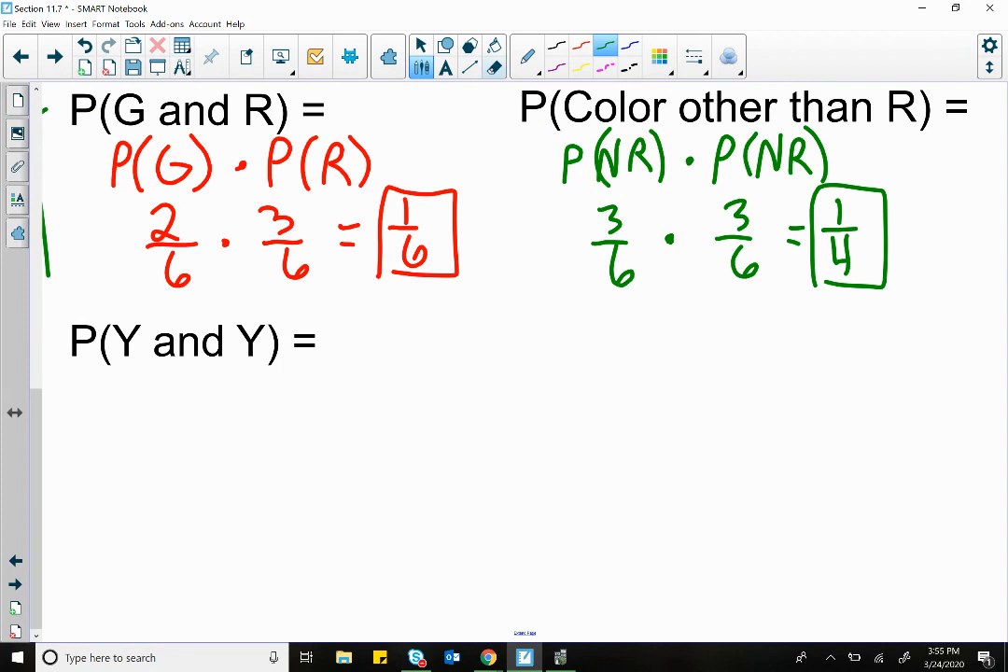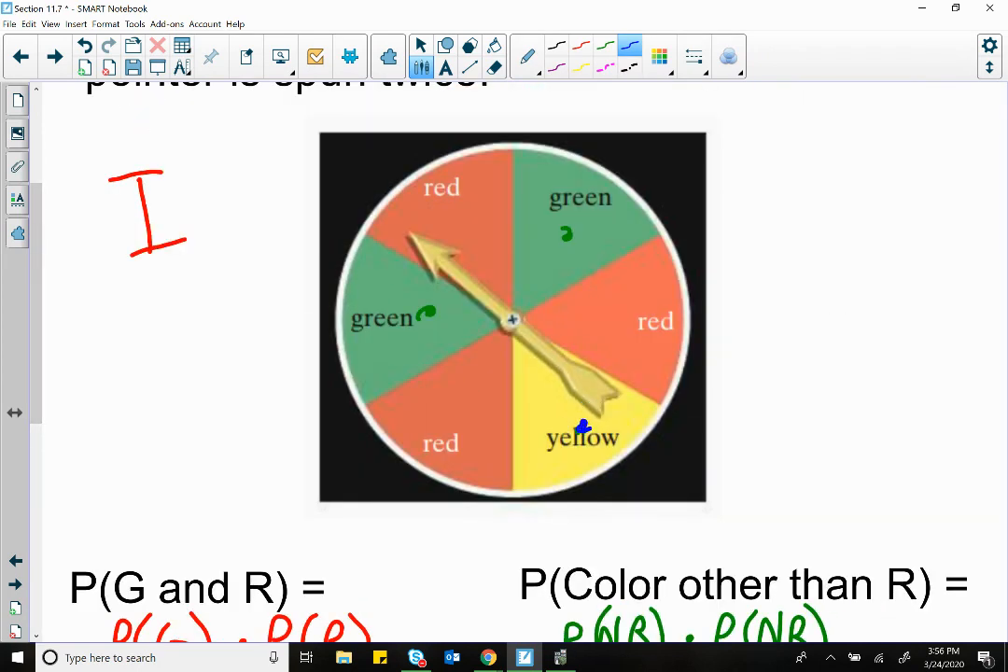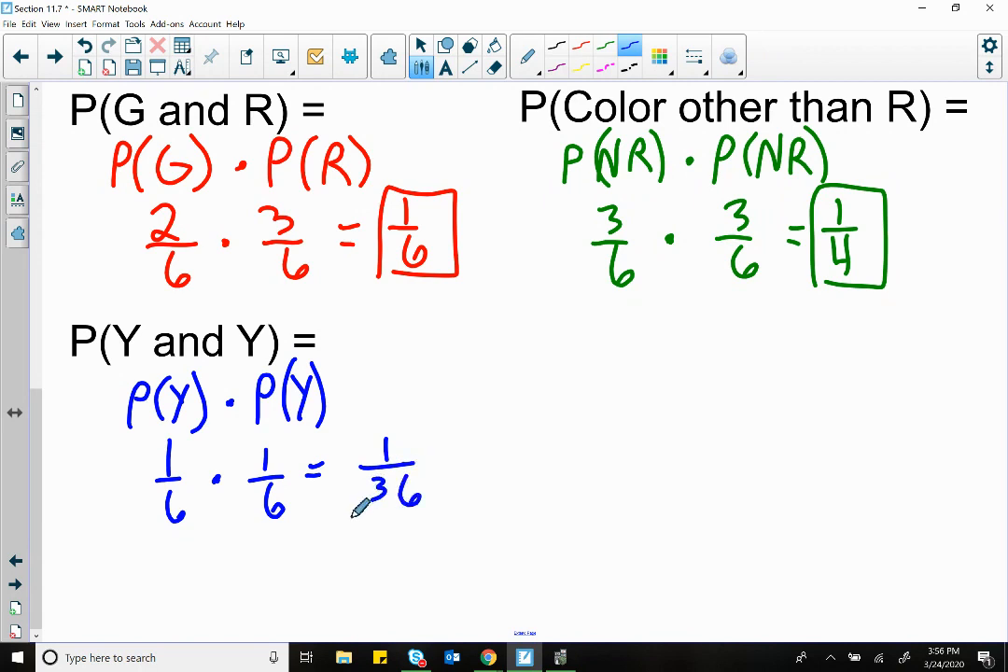Expand my page a little bit. Okay. So all we have to do, again, because this is independent events, is find the probability of the yellow times the probability of the yellow. Okay. Well, how many yellows are there? There is 1 out of 6. So we're just going to take 1 out of 6 times 1 out of 6, which will give us 1 out of 36. Done. See, and's not that hard.